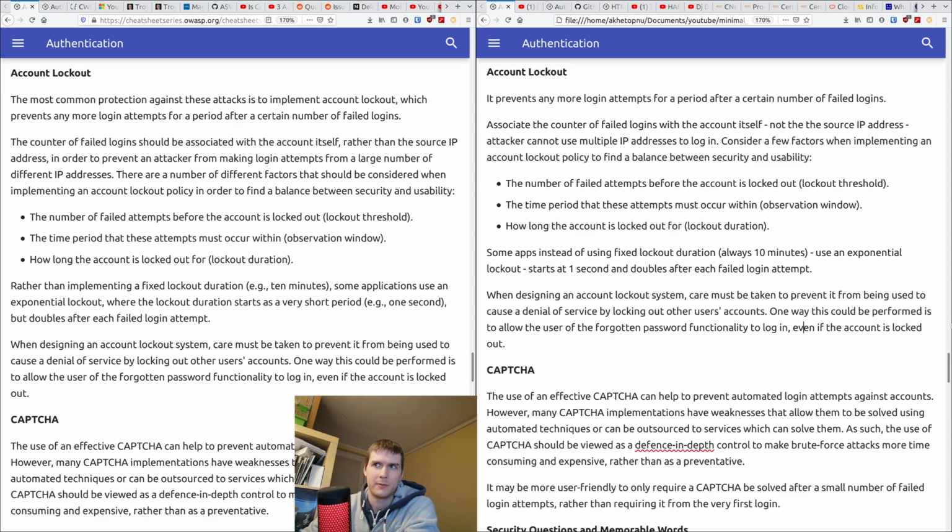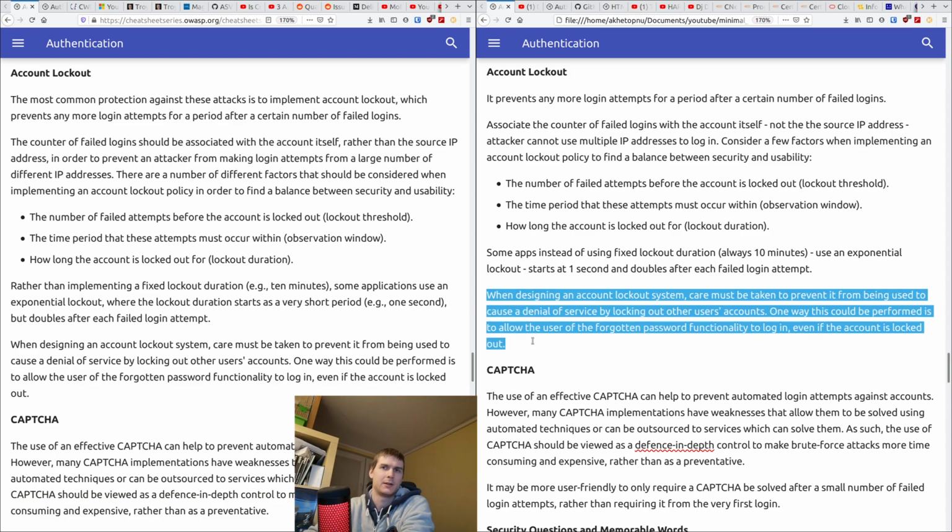One way to prevent this is to allow the user of the forgotten password functionality to log in, even if the account is locked out. So basically, someone locked you out because he kept trying different passwords for your particular username, and then you are locked out, but that person still cannot log in, while you can, since you have access to the email, for example, or some other way to authenticate yourself.